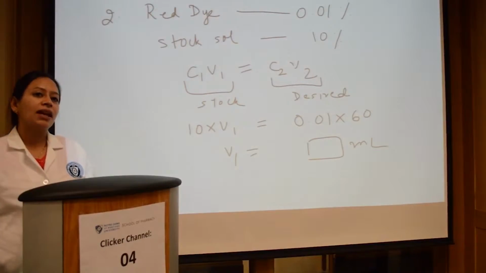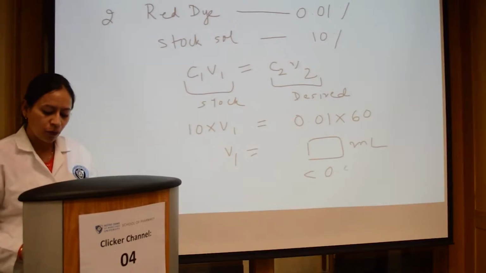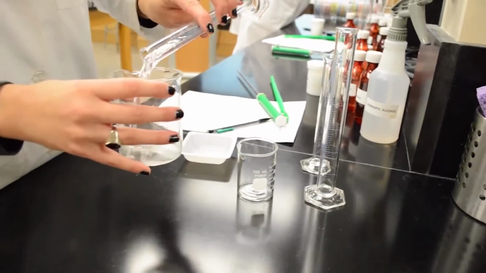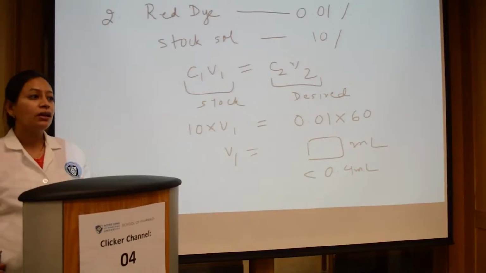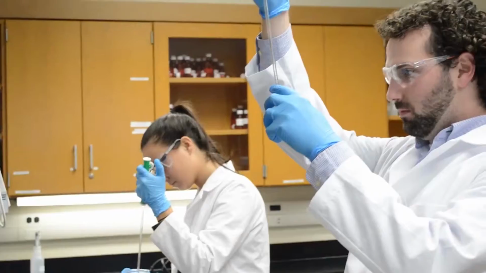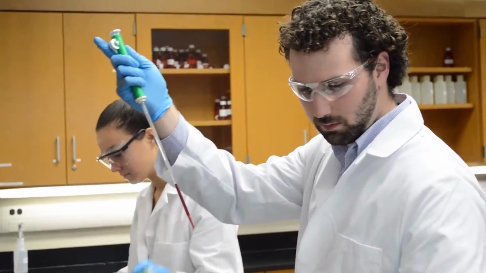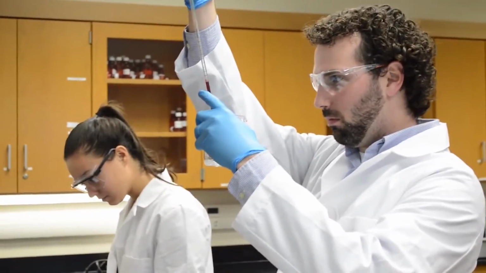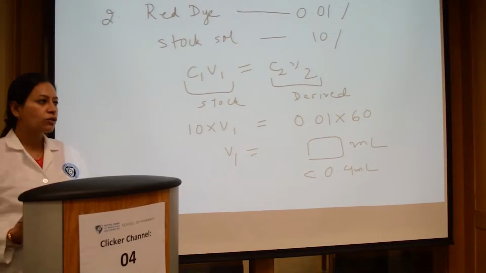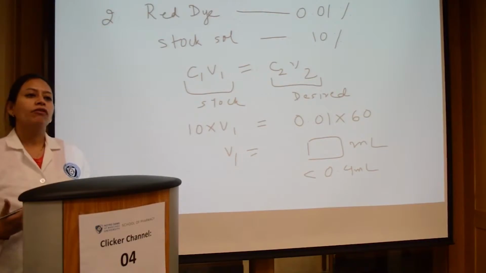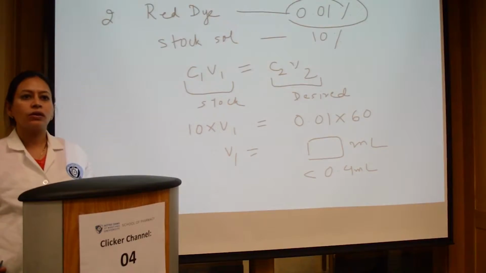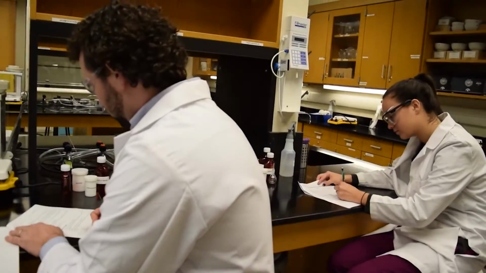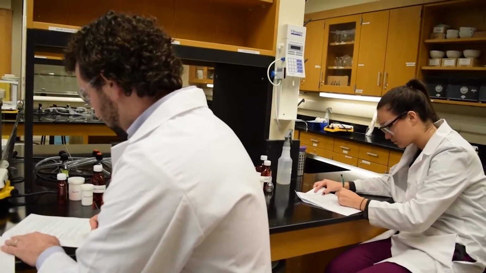So if this volume is less than 0.4 milliliters, it means that you cannot measure it accurately with the given glassware that you have in the lab. So then you have to perform a dilution, right? And you all know how to do the dilution step. Okay, so you take the measured quantity of the stock solution, you dilute that up to 10 ml or 100 milliliters, and then from there, you again do the C1V1 and C2V2 calculation and figure out the exact volume that will give you the 0.01% concentration of the red dye. Okay, it's clear?